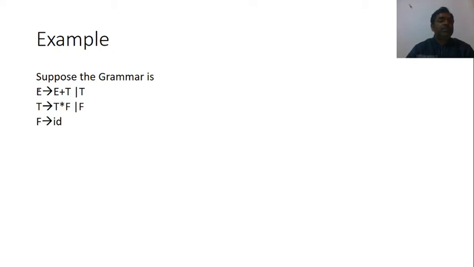because when you see this grammar, this E and this E are the same. Here also this T and this T are the same. So it is written in the form of A raised to A alpha or beta. So this grammar contains left recursion. Now our first task is to remove the left recursion from this grammar.